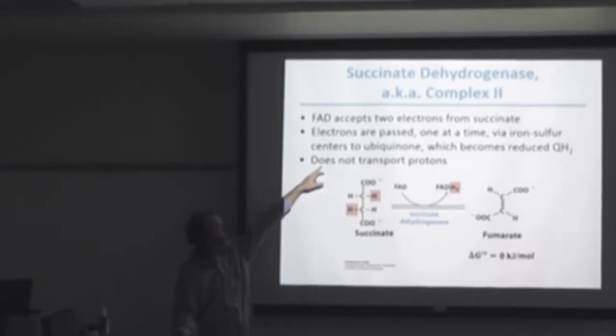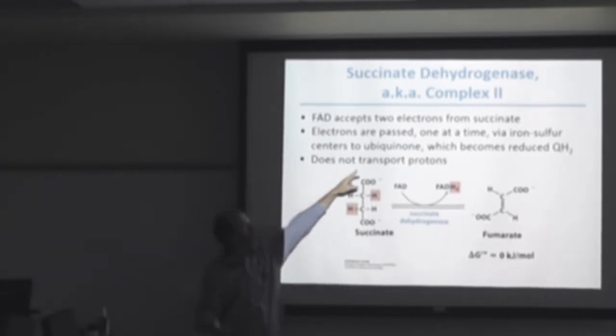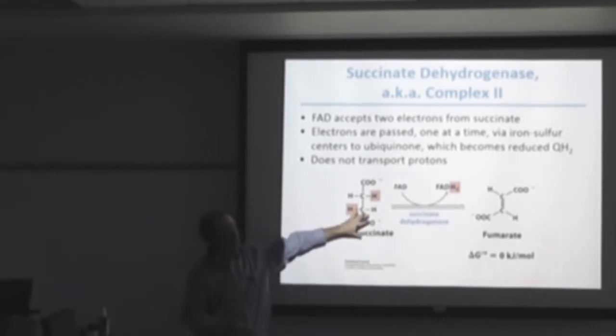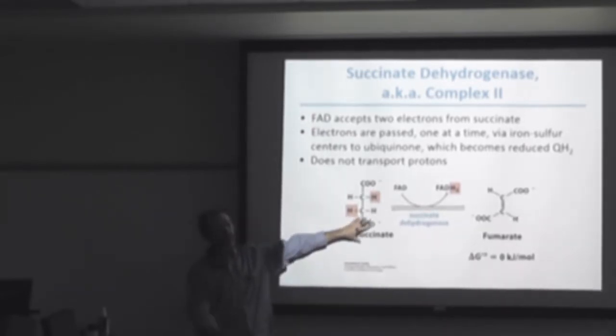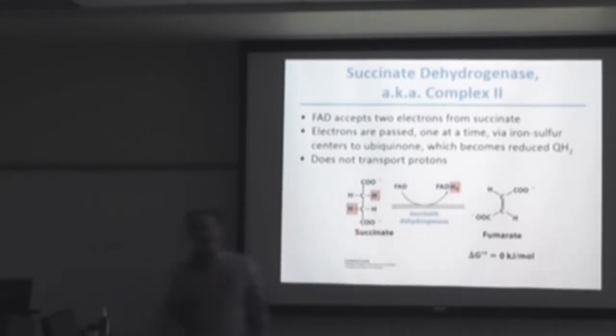ubiquinol, because it's the alcohol, right? And does not transport protons. So that's the difference. Complex 2 does not transport protons. We get protons transported with complex 1.